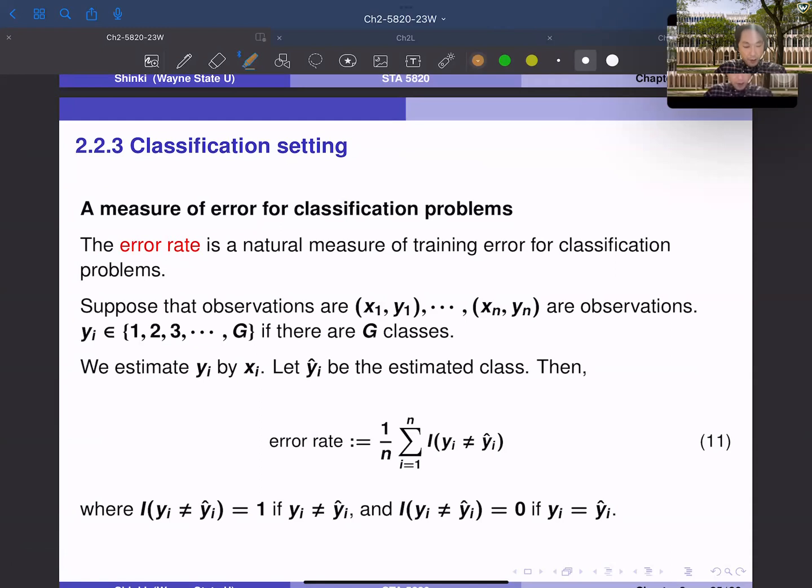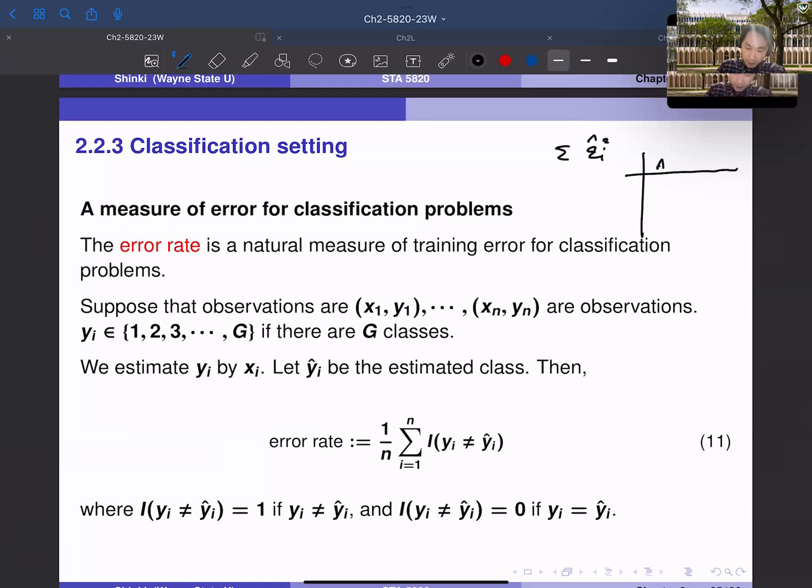We have to define a measure of error for classification problems. In the regression problem, usually we minimize the sum of squared errors, or maybe the square root of the mean squared errors. So basically we minimize the sum of epsilon_i squared, epsilon_i hat squared to be exact. So this is for the regression problem. How about the classification problem?